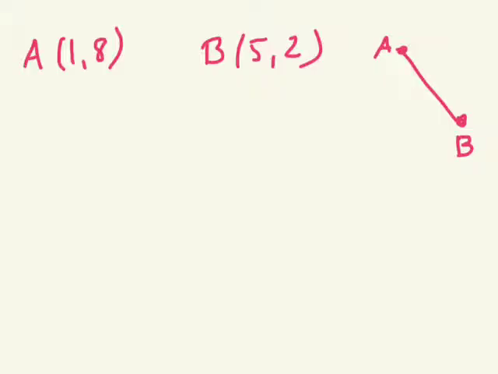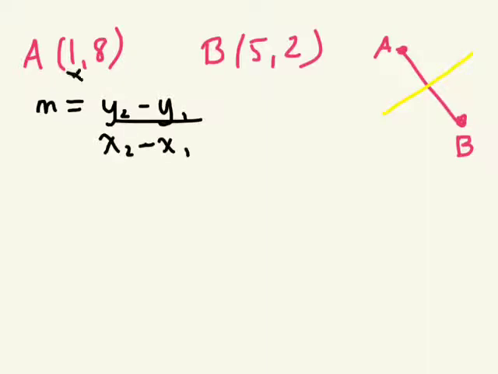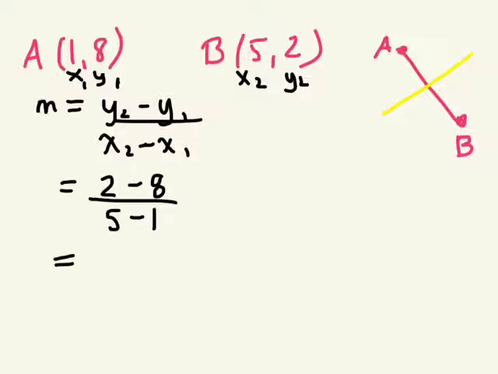We need to find the slope of AB from our graph. That way we can figure out what the slope of the perpendicular bisector would be, because it has to have a slope that's a negative reciprocal. So let's use the slope formula: y2 minus y1 over x2 minus x1. Let's call this x1, y1, x2, y2. Plug it in: y2 minus y1, so 2 minus 8 over 5 minus 1, and simplify. 2 take away 8.